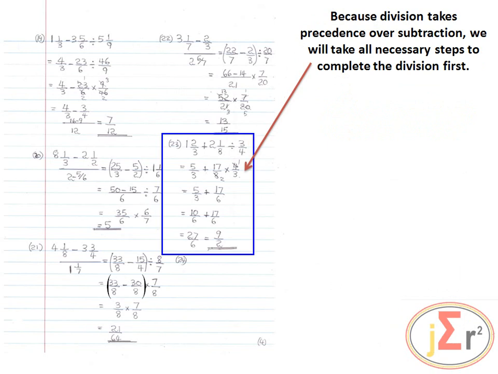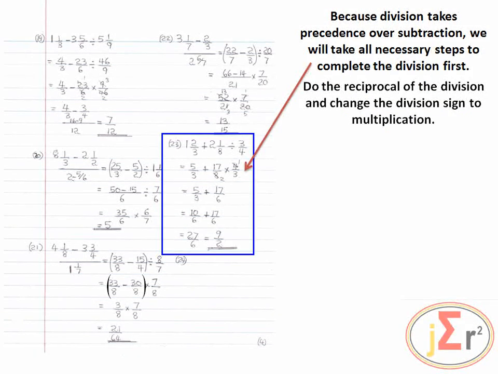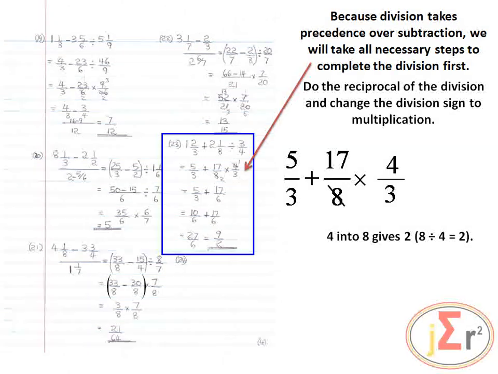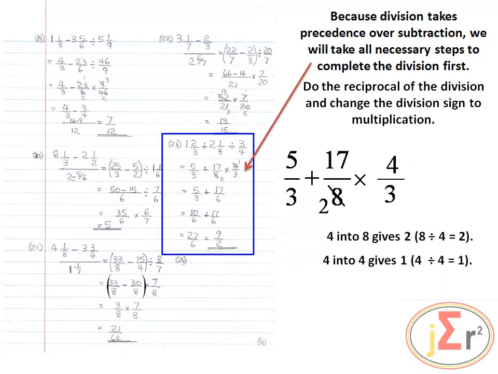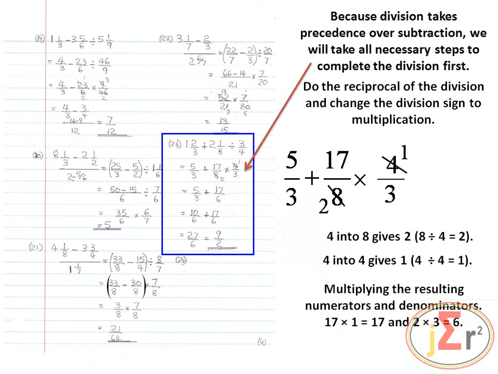Because division takes precedence over subtraction, we will take all necessary steps to complete the division first. So do the reciprocal of the division and change the division sign to multiplication. Do that first. What do we do next? Next we will reduce, if possible, the fraction. Yes, 4 into 8 goes 2 times, and 4 into 4 is 1 time. And then we multiply: 17 multiplied by 1 is 17, and 2 times 3 is 6.